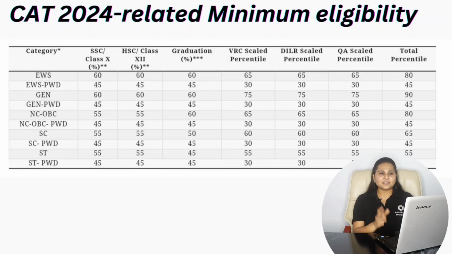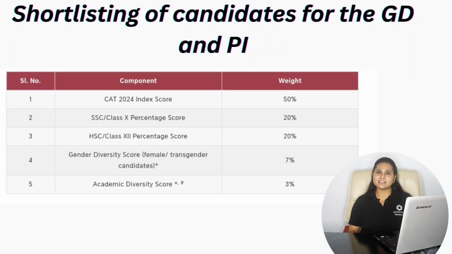So this is the minimum eligibility criteria, and on this basis only you have received the shortlist mail from the Indian Institute of Management Raipur, and on this basis you need to apply for the IIM Raipur, and on the basis of this application you will receive the shortlist call for the personal interview round.